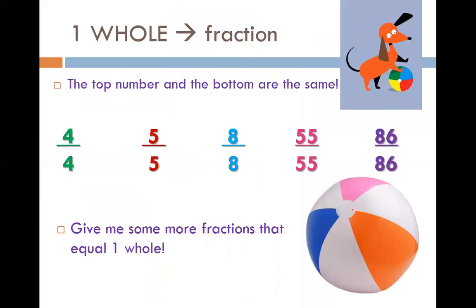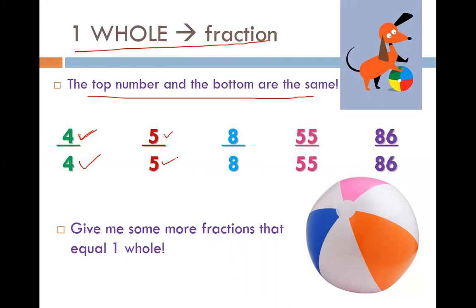So how will you write one whole as a fraction? We can write a whole as a fraction also, where the top number and the bottom number are the same. When you write the whole as a fraction, the top number and the bottom number remain the same. When the top number and the bottom number are the same, it means that it is representing a whole, right?